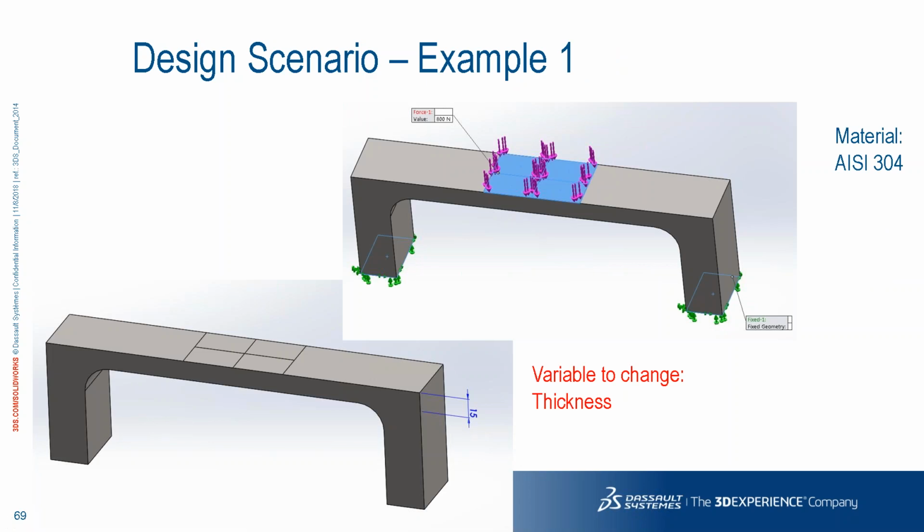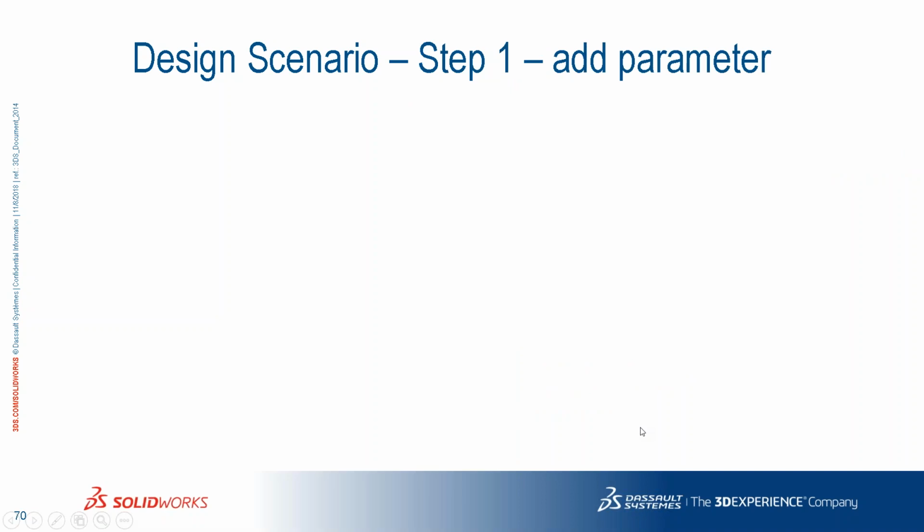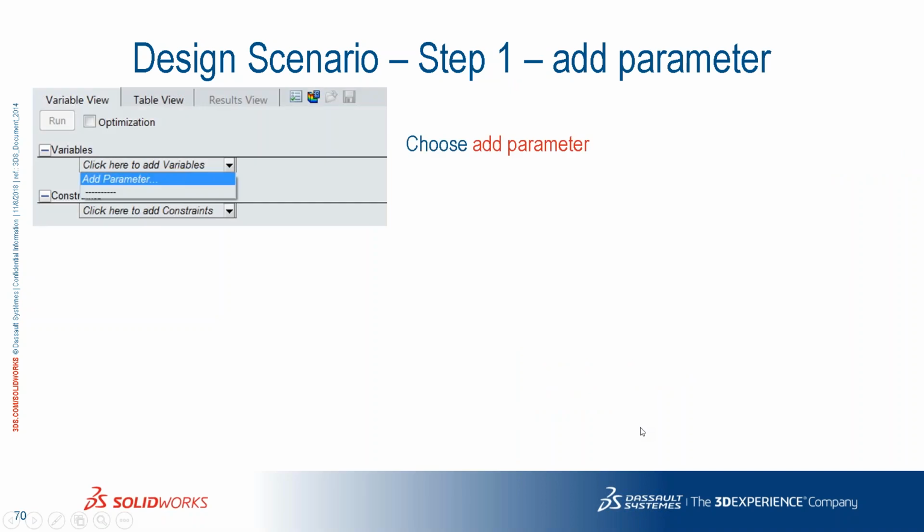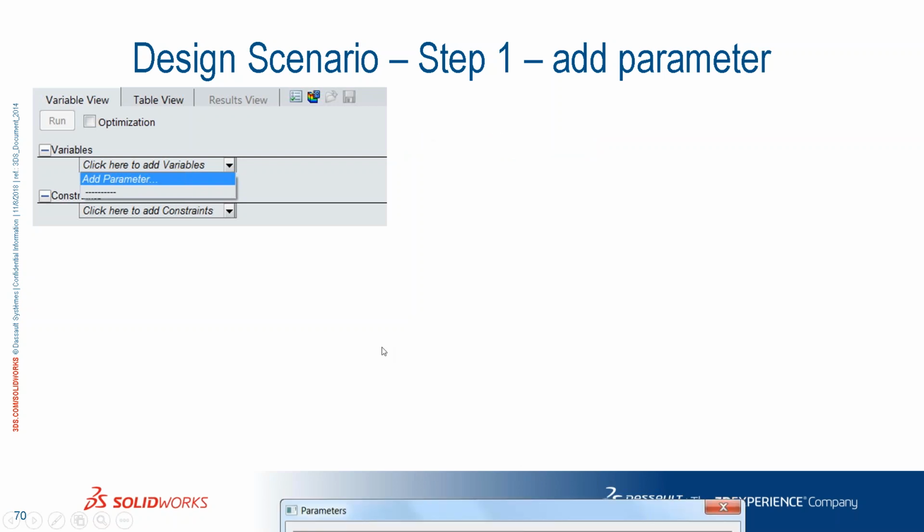You have this structure with a fixed constraint and a force. The material is AISI 304, and you want to see what is the stress and displacement variation as you change the thickness you see in the lower picture. So first step is adding a variable. You create the design study, and in variables you choose add parameter.